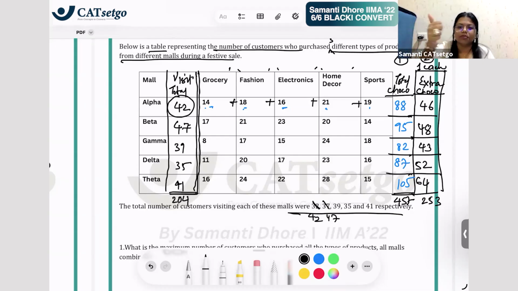Fair? Thumbs up now. Till here, step 1 is done. Step 1 for this question was how many chocolates among how many people. Yes, no confusions, not anybody? Very good, very proud of you. Now we will move on to the questions. What do the questions say?